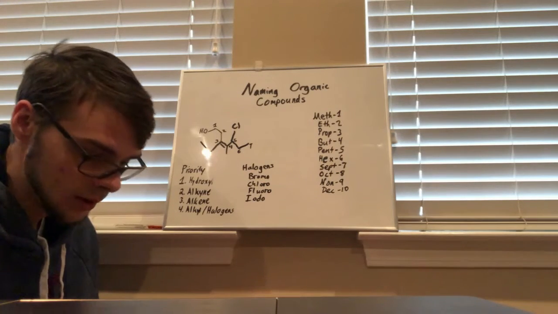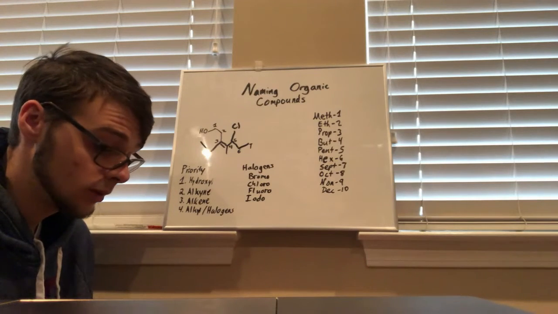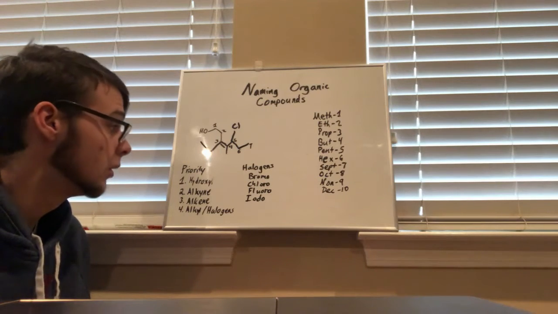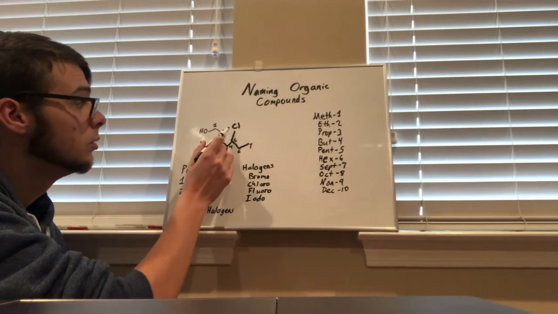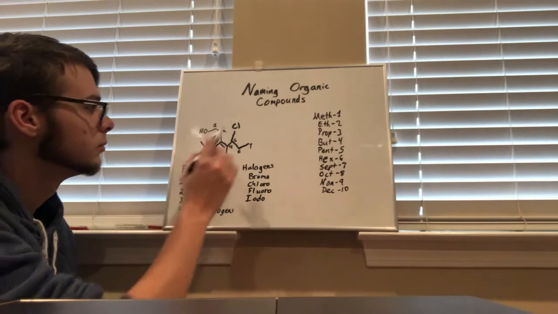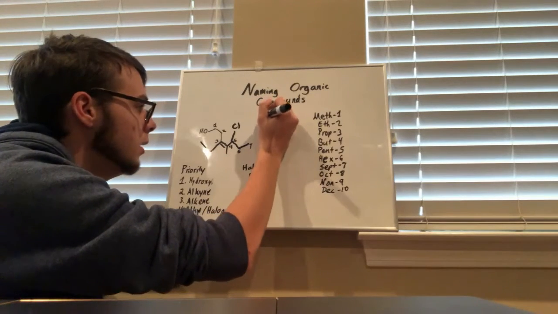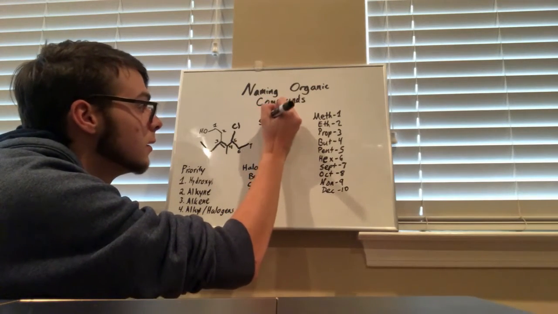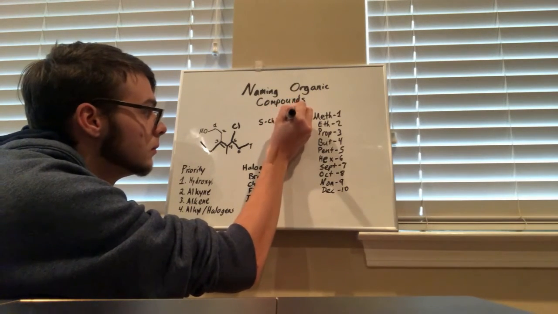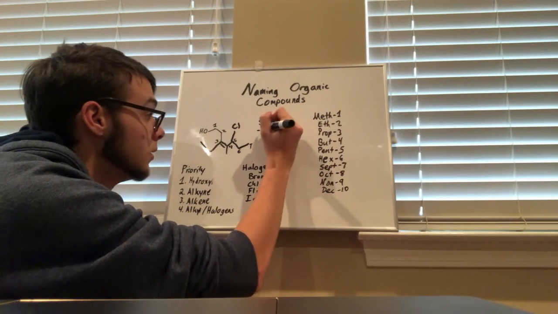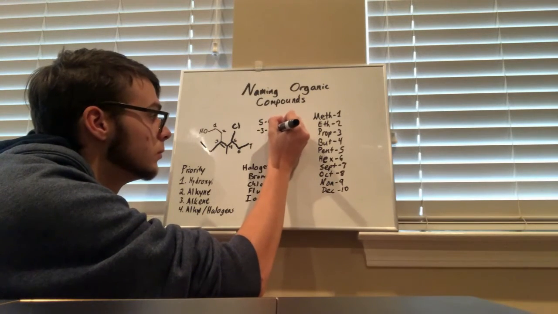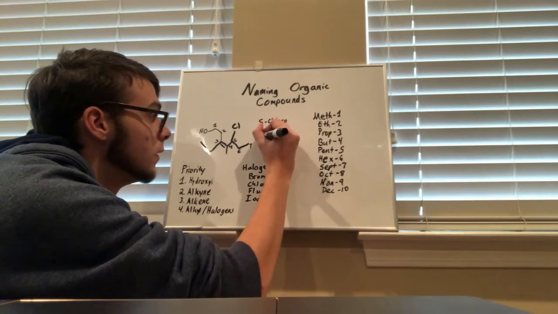Next, we identify the substituents, still keeping with our alphabetical order. So we have a halogen here, which is our chloro group, a methyl group, and an ethyl group. So it would be first the chloro, so 5 chloro, then the ethyl, 3 ethyl, then the methyl group.